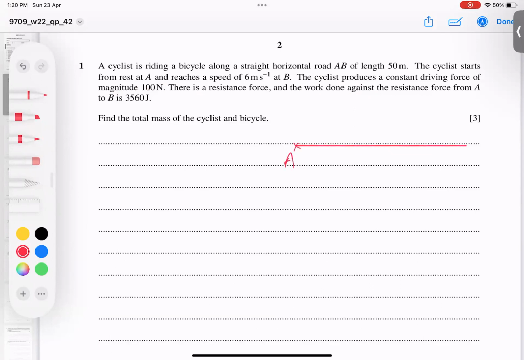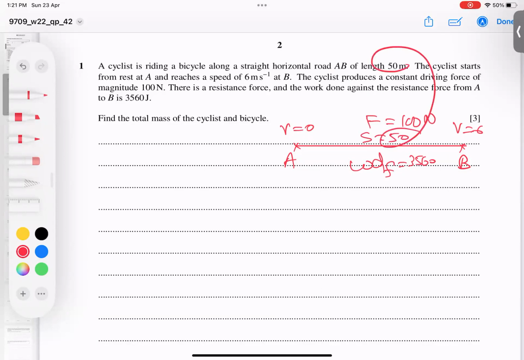Make a rough idea. The data must be written. Speed starts from rest, so u is 0, and at B the speed is 6. The driving force is given as 100 newtons, and the work done by the friction force is 3560. The distance is given as 50 meters, as you can see from the top, and we need to find the mass.